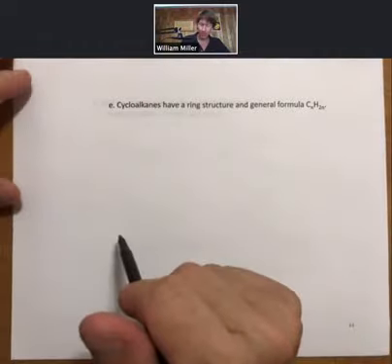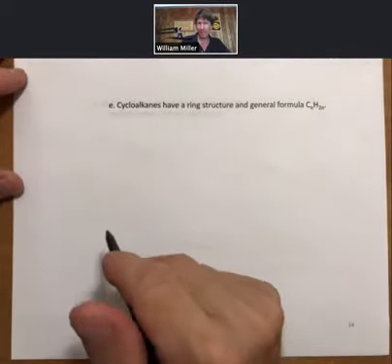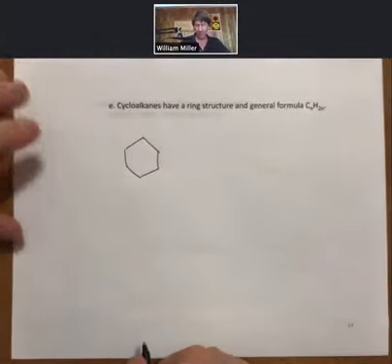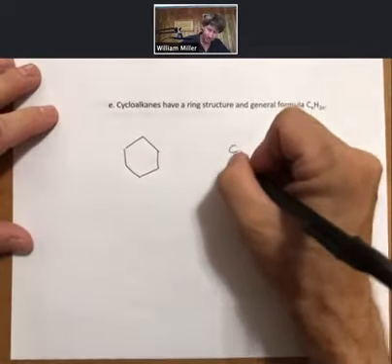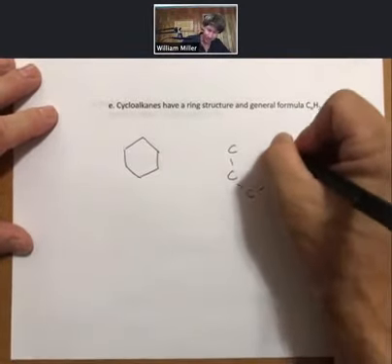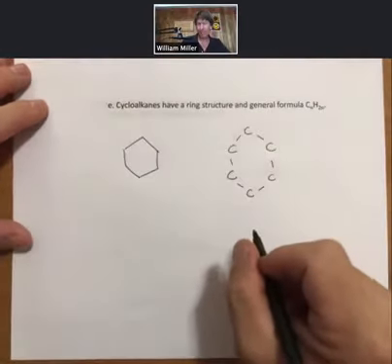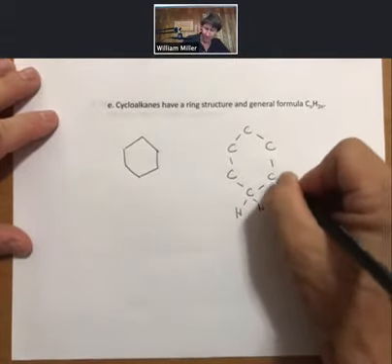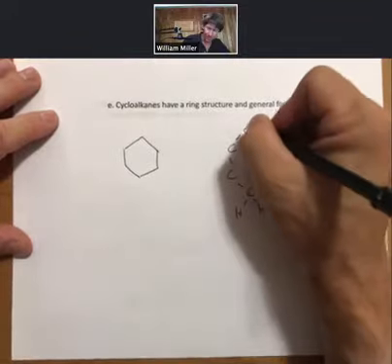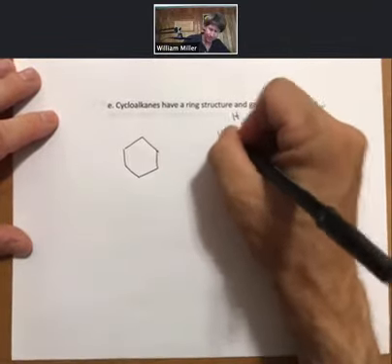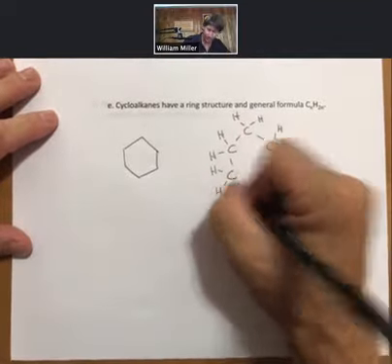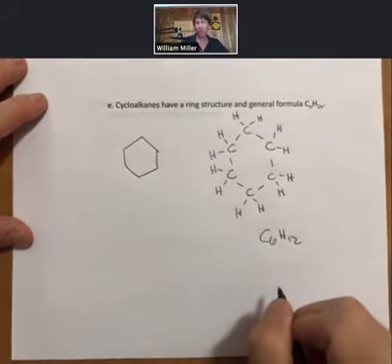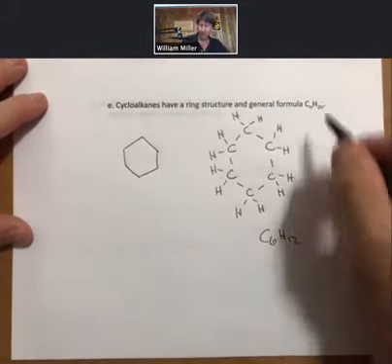Cycloalkanes have a ring structure and a general formula of CnH2n. This is a 6-member ring. Here is a 6-member ring as well. We will fill in each of these carbons until it has 4 bonds. And we will see that there are C6H12, so CnH2n.